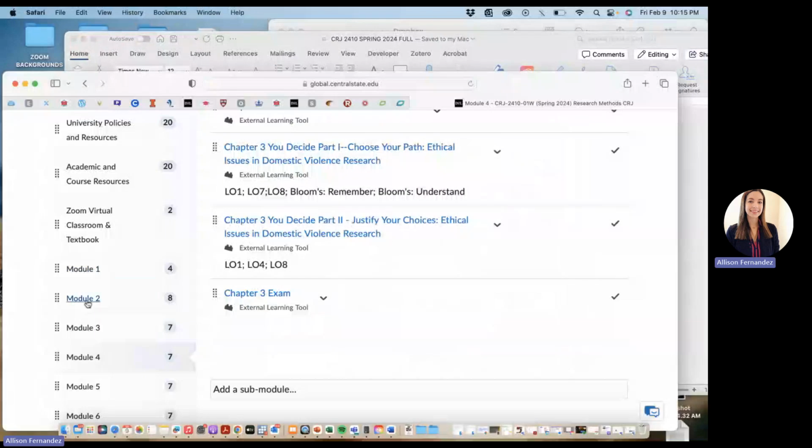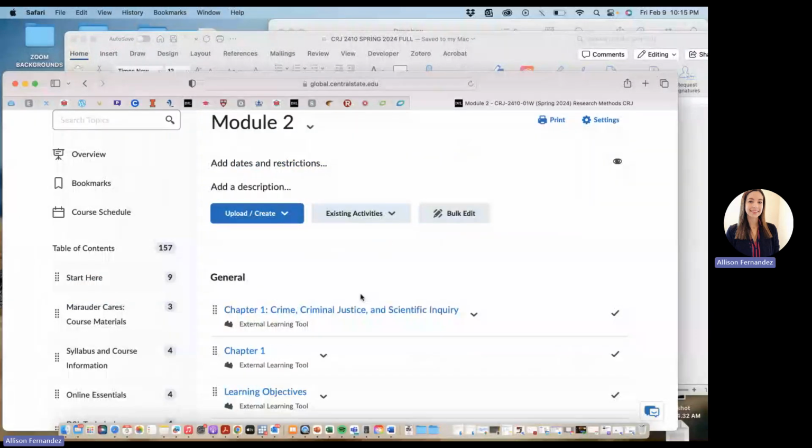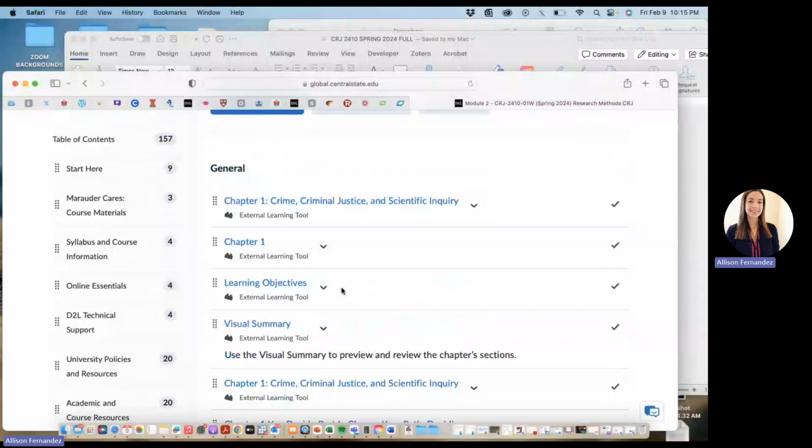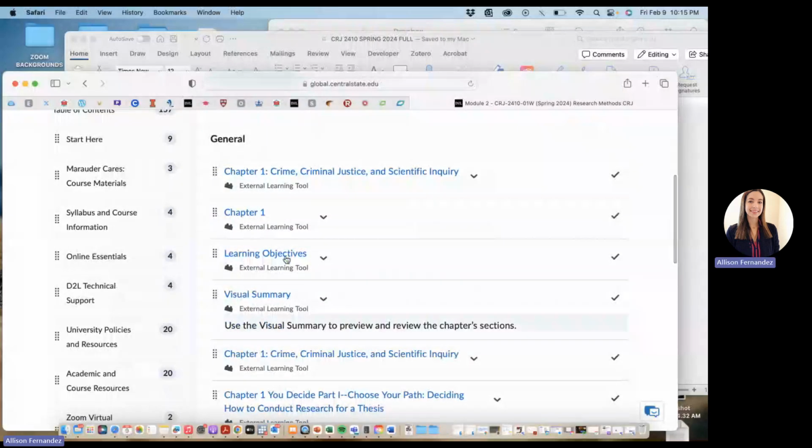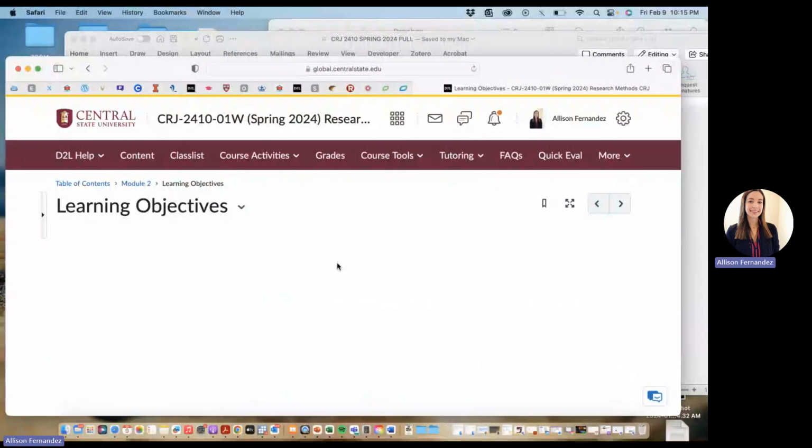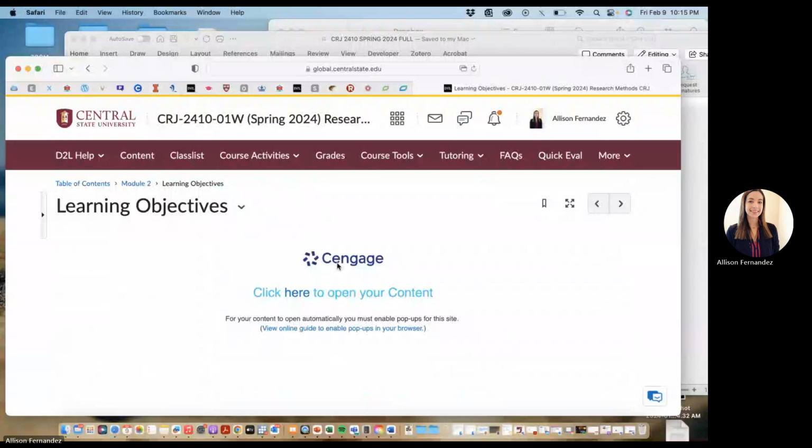So at this point in the class, we've already covered chapter 1. Chapter 1 talked about crime in general, criminal justice, and scientific inquiry. You should have already completed all of that content, but I wanted to do a quick recap for you and just to tell you that research methods is talking generally about how we conduct research and specifically how we conduct research in criminal justice.